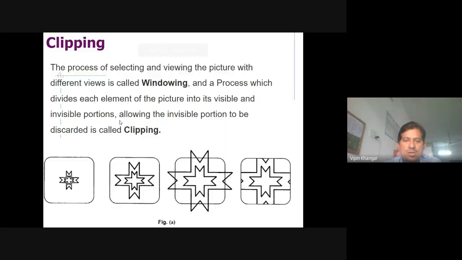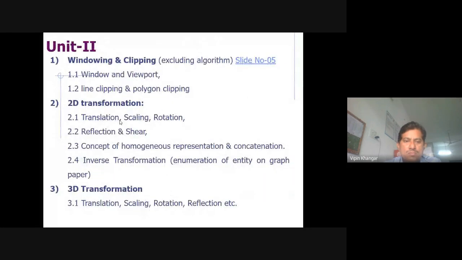We are done with the second unit. Before that, let's see, this was the syllabus. We had completed 2D transformation, under which we have already done translation, scaling, rotation, and special transformation. Under that, reflection and shear, concept of homogeneous representation, inverse transformation. Apart from that, we have also completed the 3D transformation. We have seen the basic 3D transformation, that is translation, scaling, rotation, and the reflection. So this part has been completed.